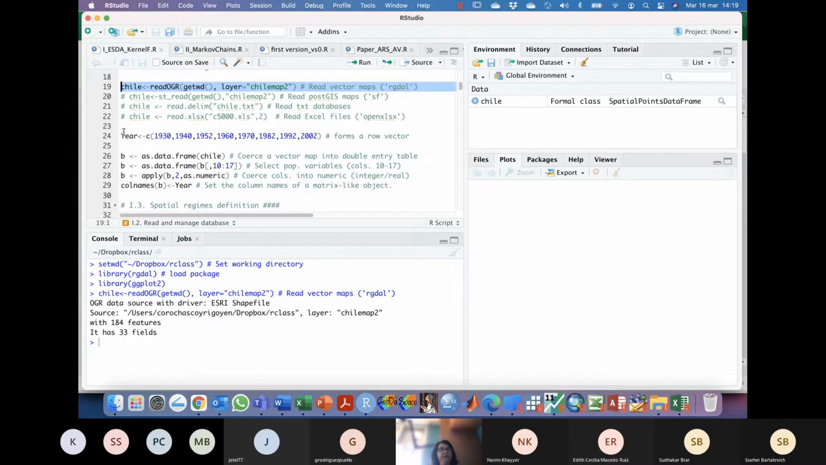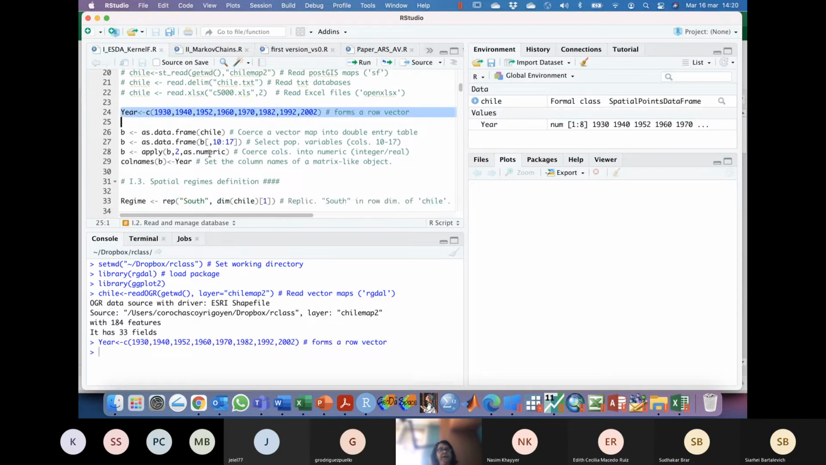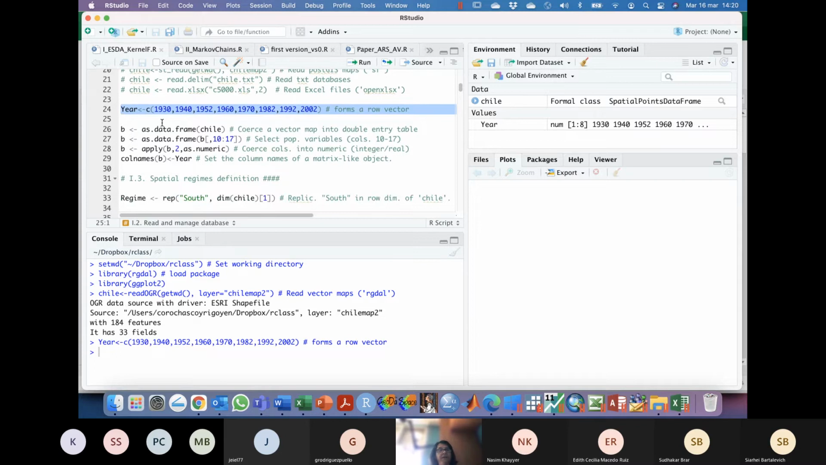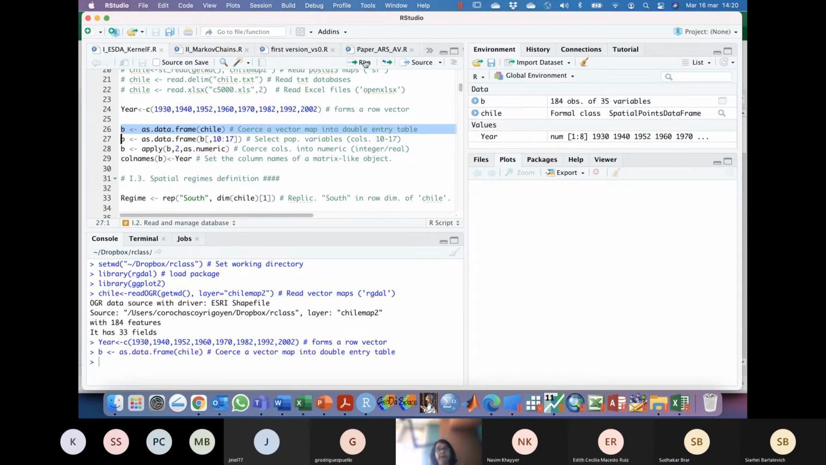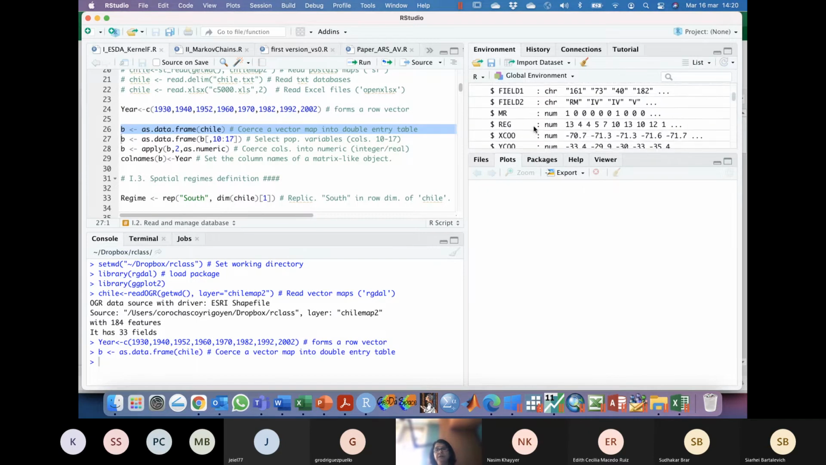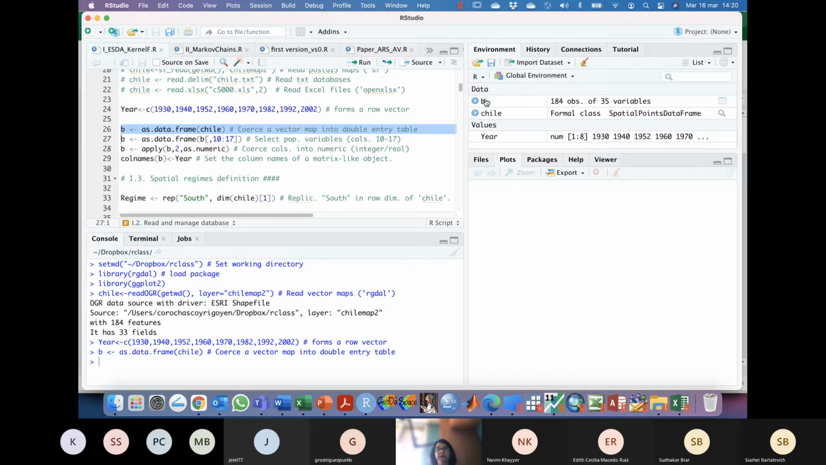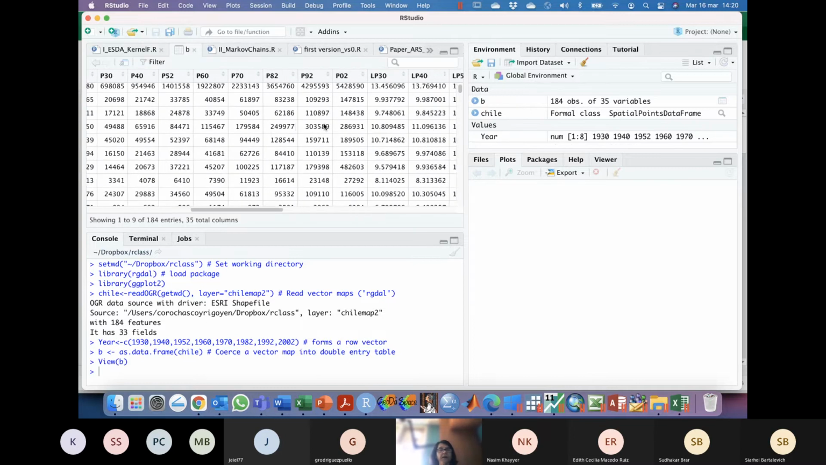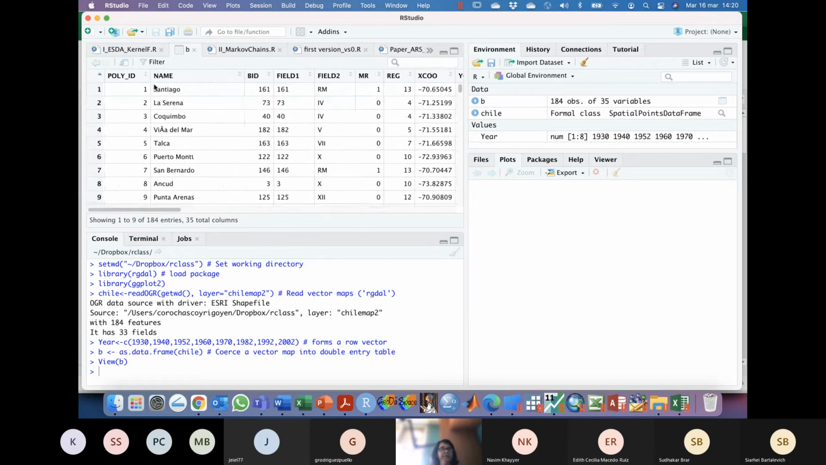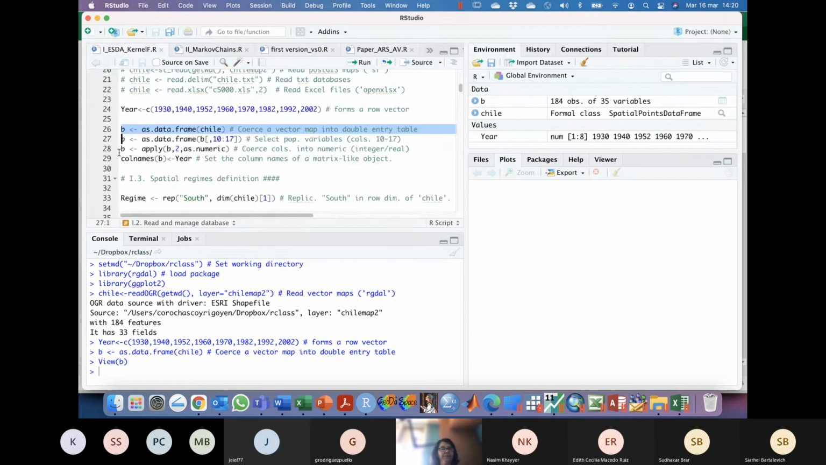Now I give a name to the years. I create this vector with the year names, and I first transform this Chile map into a double-entry table with as.data.frame. What I get with B is a data frame that has this form. I can also look at it. I have all the variables that were complicated to open in Excel, and now we can open them very easily.